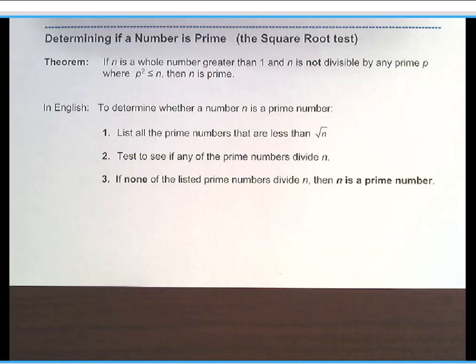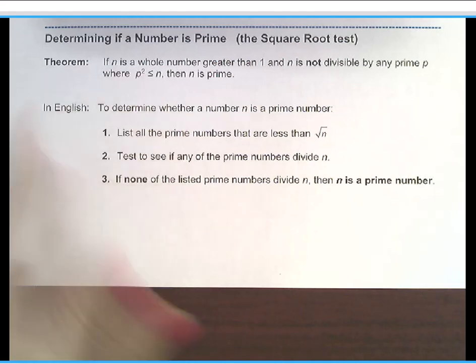Now we're going to look at the square root test for determining if a number is prime. With the sieve of Eratosthenes that we worked on, when we circled the prime number 2, the very first number we crossed off was 4. When we circled the prime number 3, the very first multiple that we crossed off was 9. When we circled 5, the first number we crossed off was 25. When we circled 7, the first number we came to that hadn't been crossed off was 49. So there was this squaring thing that happened.